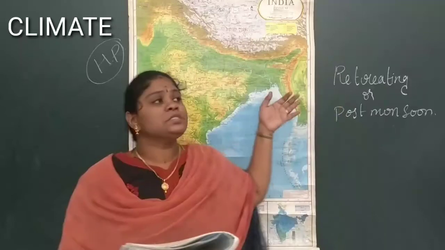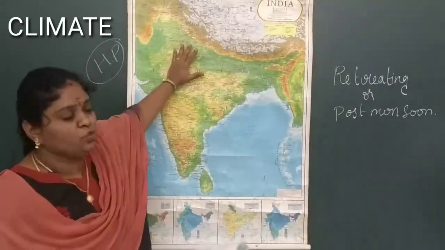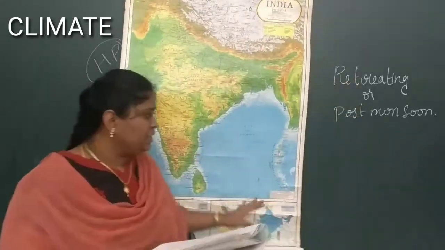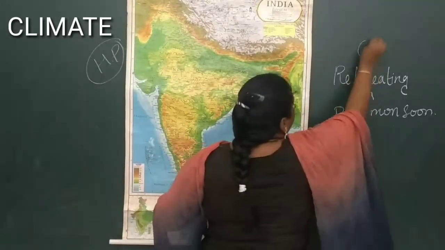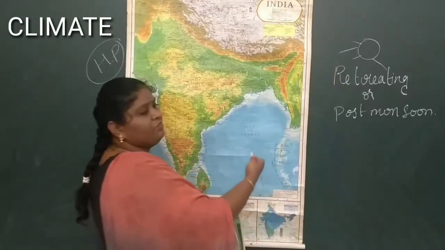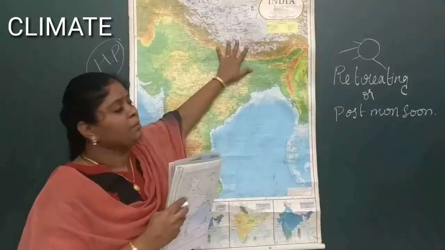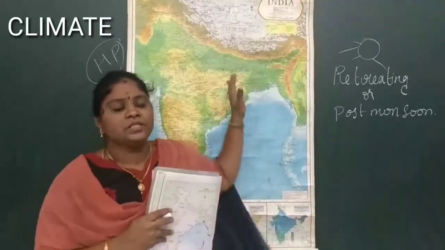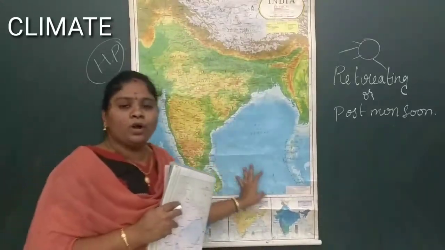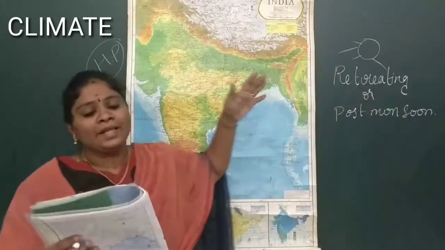So what happens? It starts withdrawing. We saw the trade wind here, moving in this direction. It is getting weakened over here because of the intense heat created by the sun. When the sun is moving towards the southern direction, the southern part of India will get intensely heated, and this area, the northern plain, will get weakened. When it is getting weakened, the air from this area starts moving towards the water bodies. This is what is called the retreating monsoon or the transition period.